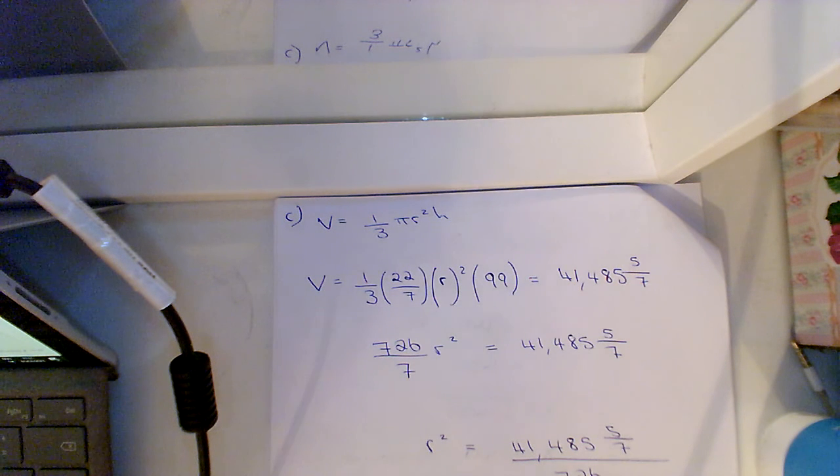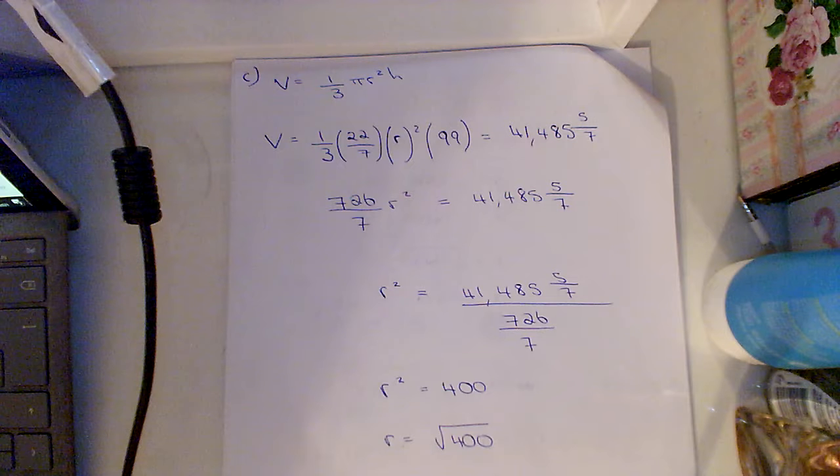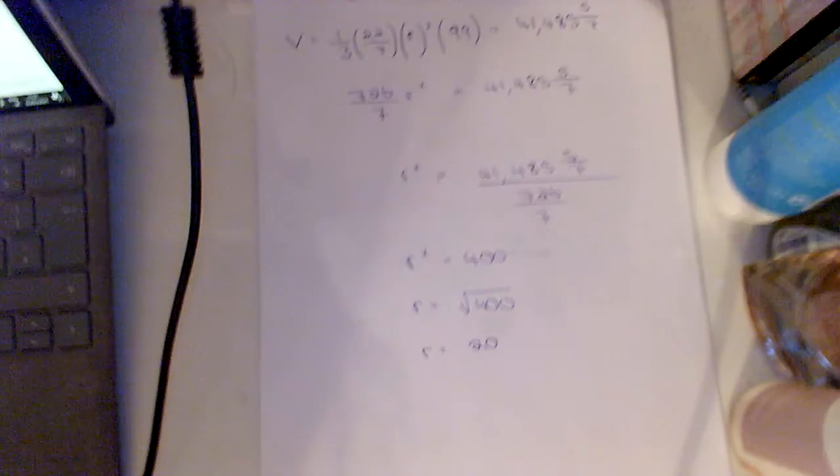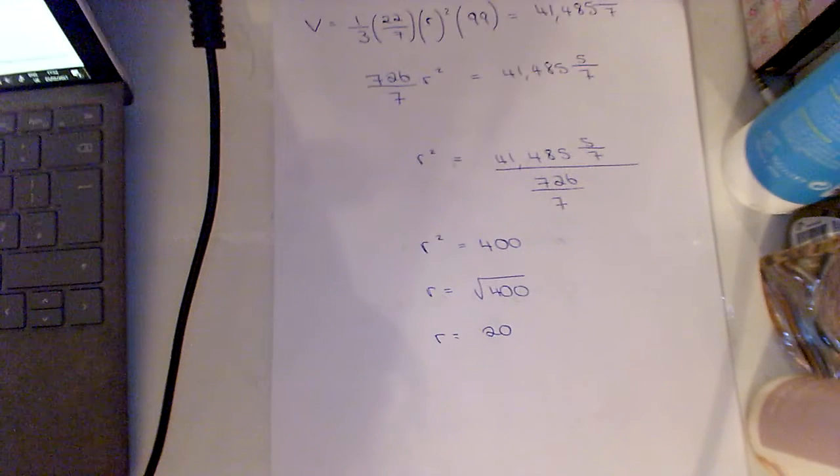41,485 5/7. Right, I want to get r squared on its own, so I'm going to divide across by 726/7. Then I get r squared is equal to 400. I want r on its own, so r is going to be equal to the square root of 400, so I will get r is equal to 20. So now I have my radius.